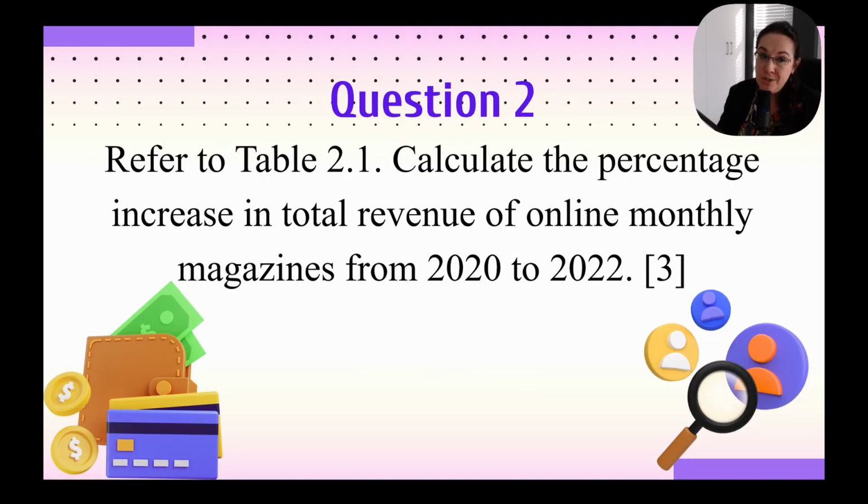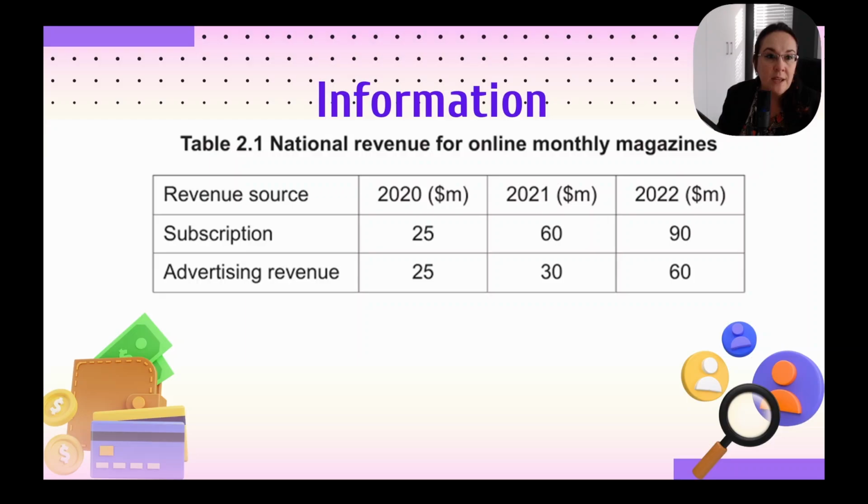Let's look at question 2. Refer to table 2.1 and calculate the percentage increase in total revenue of online monthly magazines from 2020 to 2022. This is for 3 marks. Let's look at the information provided. So here's table 2.1 and they give us the national revenue for our online monthly magazines. So there is our subscriptions and our advertising revenue.